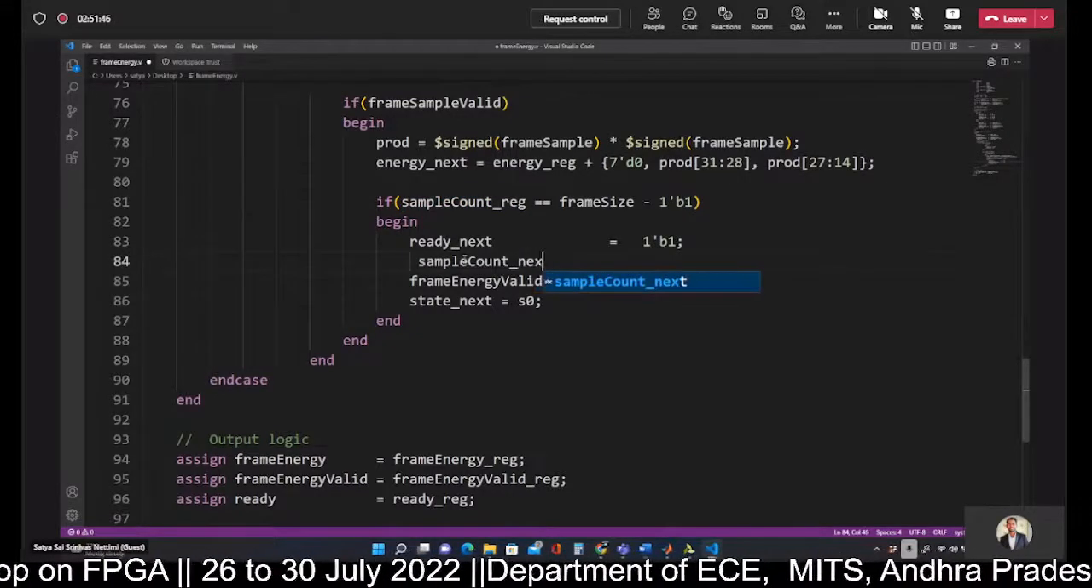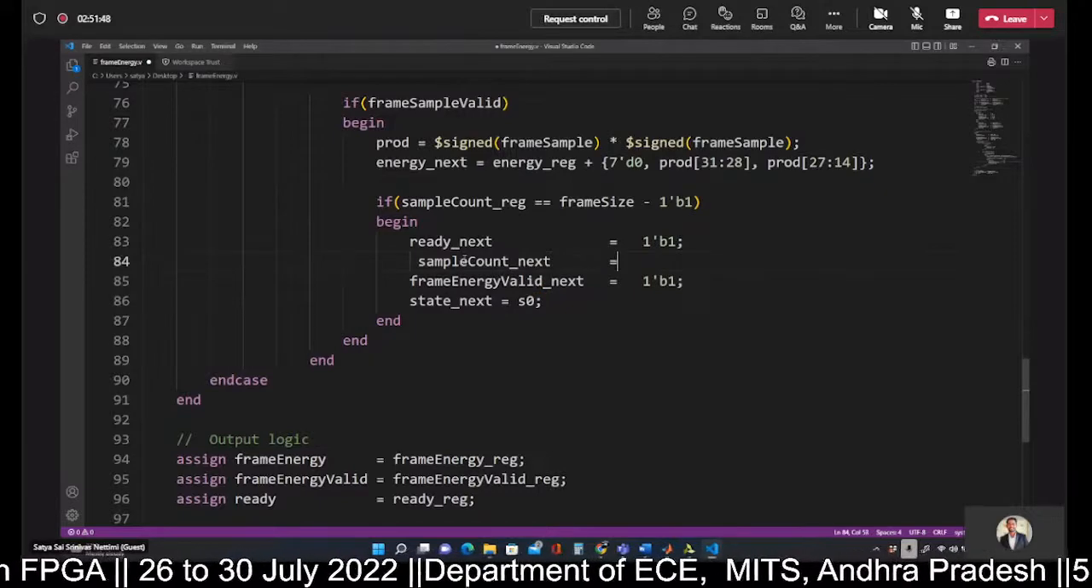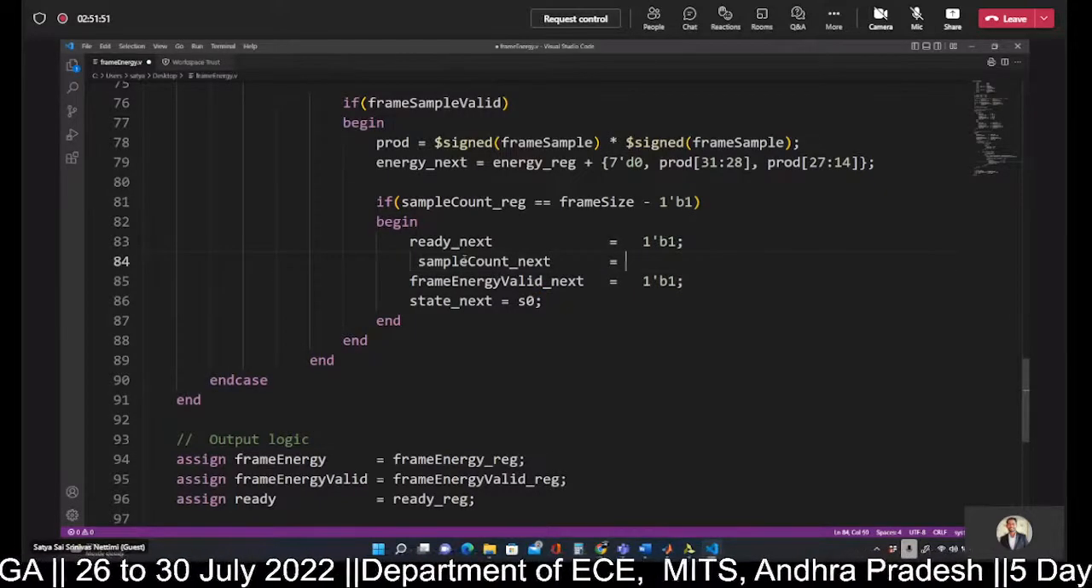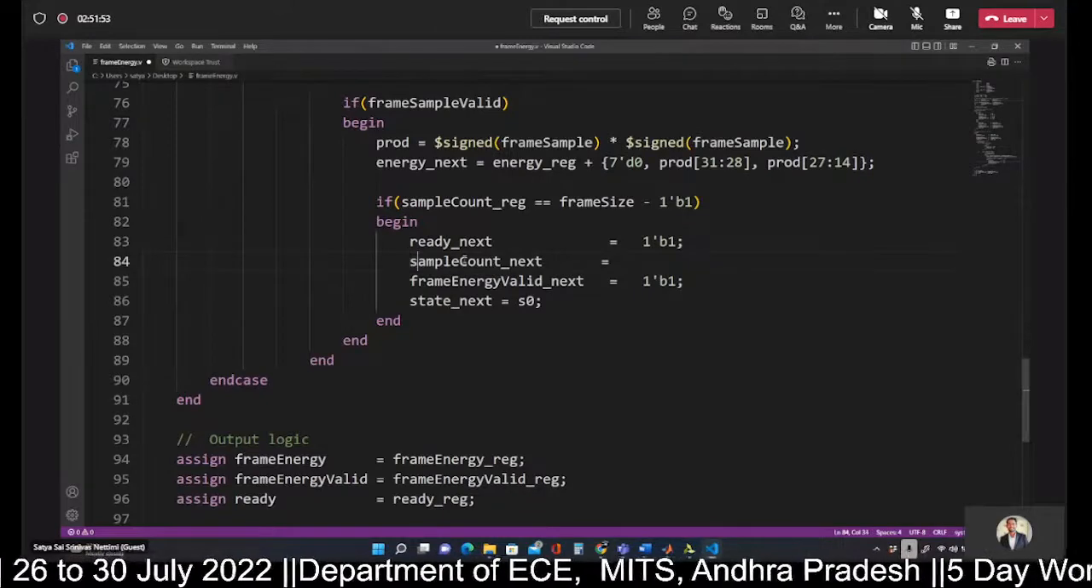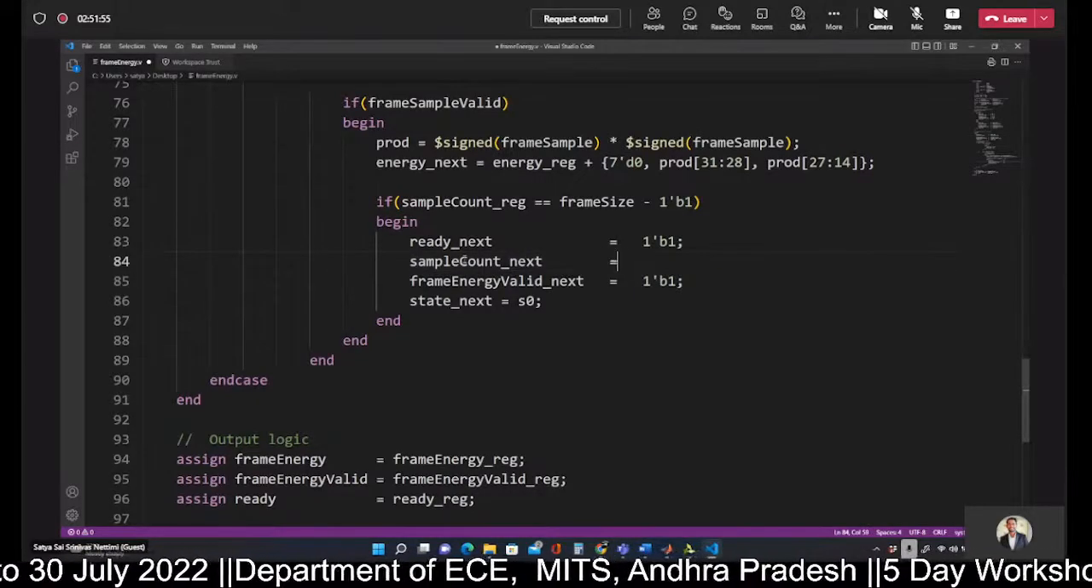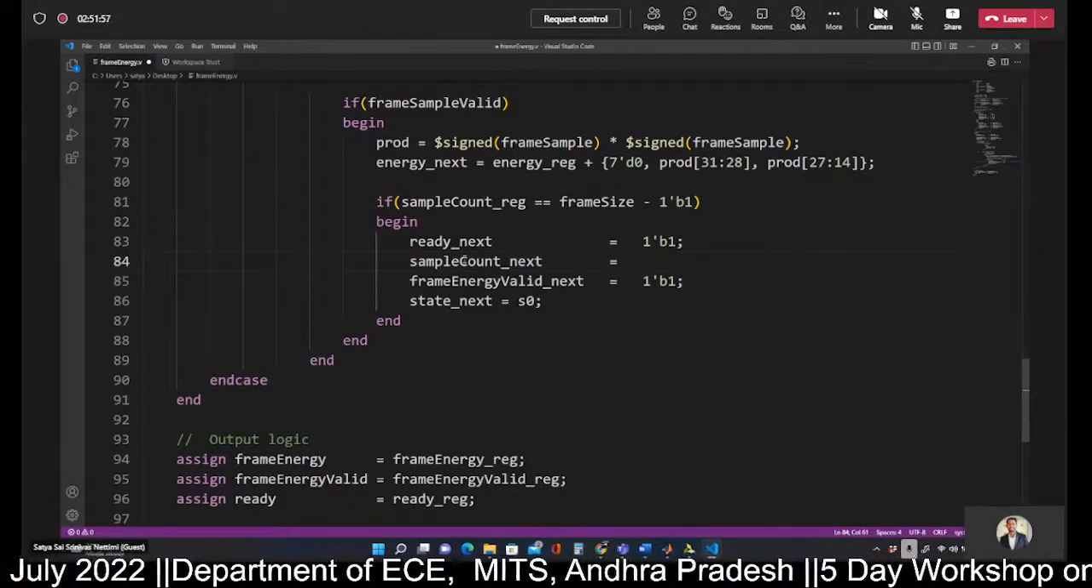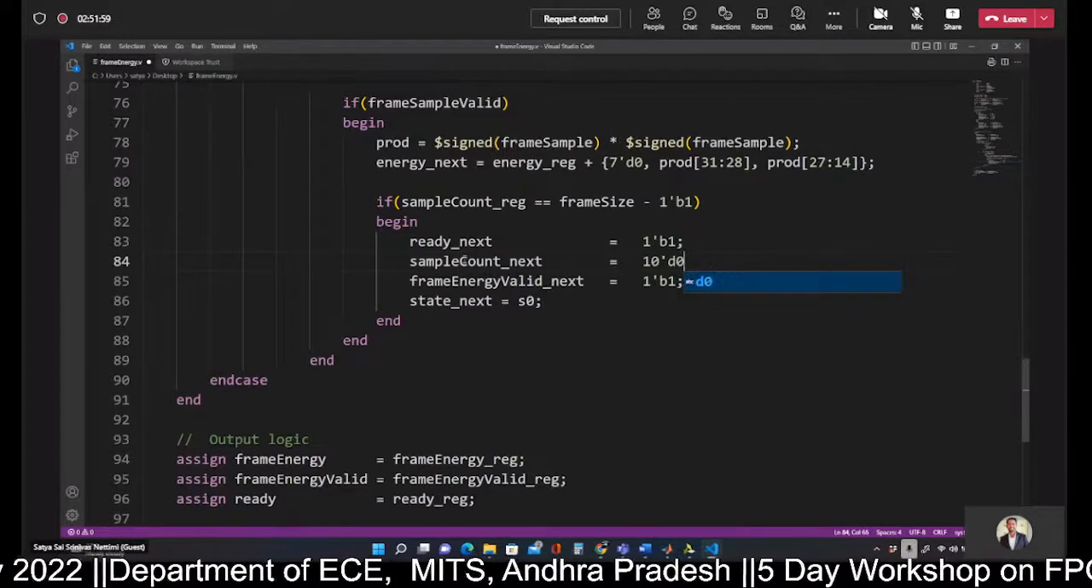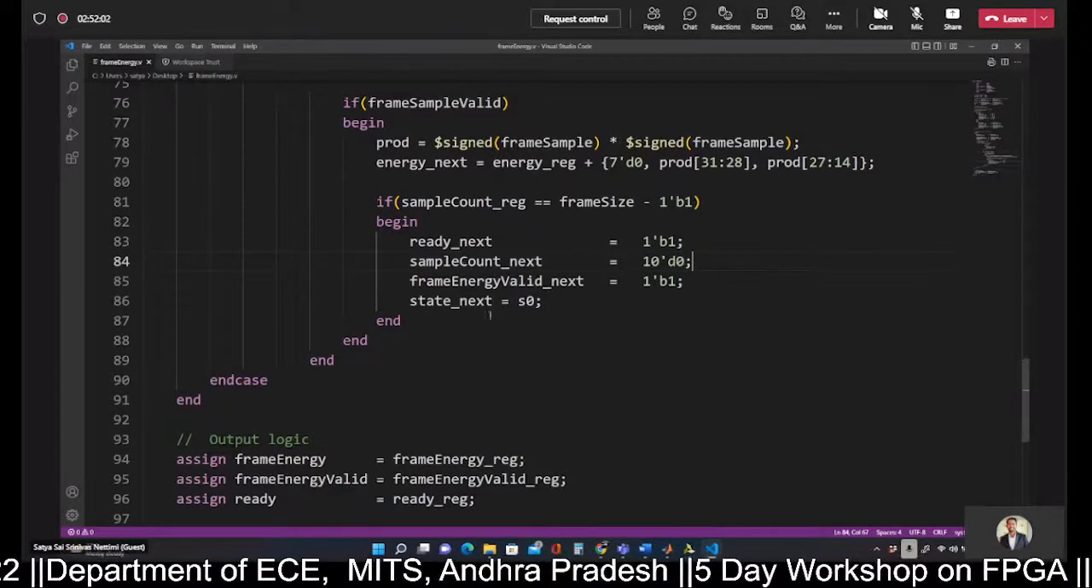Why? Because when you are calculating the energy of the next frame, the counter should be starting from the 0 count value. So that's why beforehand we are resetting it to 0. So these are the 4 conditions.